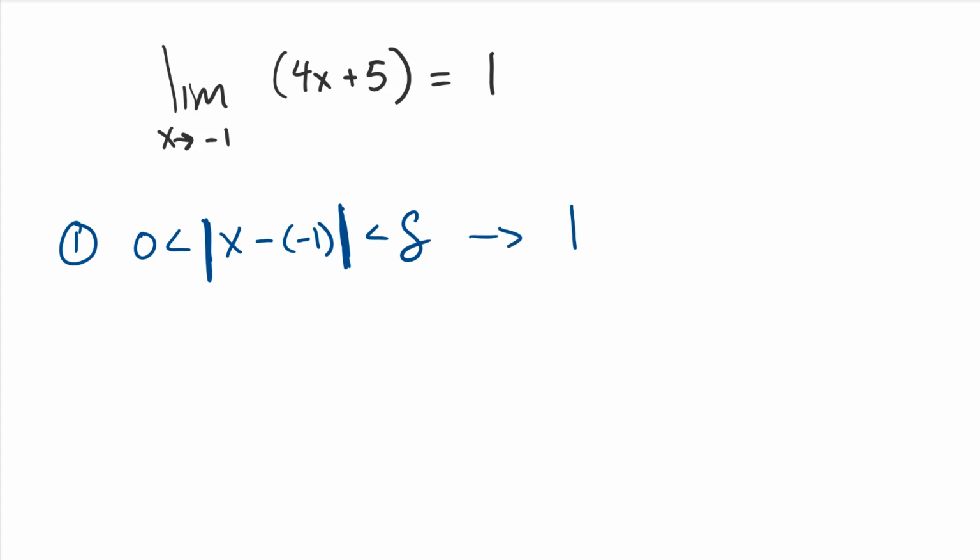And then we're going to say that that implies that the difference between our f of x, 4x plus 5, and our L is less than epsilon. Bang! There's our first step. Now let's go find delta.